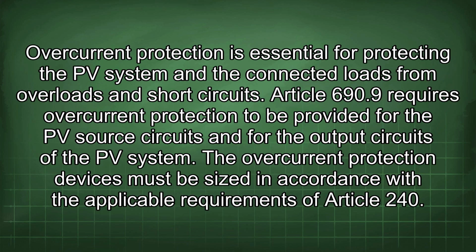Overcurrent protection is essential for protecting the PV system and the connected loads from overloads and short circuits. Article 690.9 requires overcurrent protection to be provided for the PV source circuits and for the output circuits of the PV system. The overcurrent protection devices must be sized in accordance with the applicable requirements of Article 240.